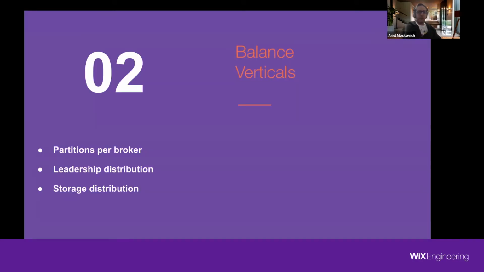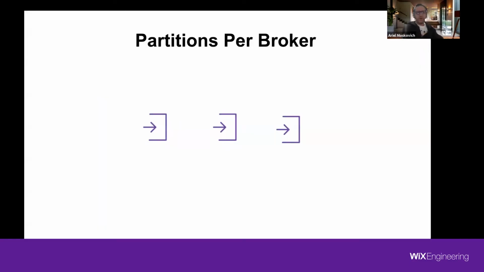So what are the different things that we want to balance in the cluster? First, as I said before, we want to make sure that the partition count per broker will be balanced. If we have, for example, a cluster with 10,000 partitions and each broker is holding, let's say, 1,000 partitions, this is pretty much a balanced state. But we may have brokers holding 200 partitions and others holding 800 partitions and so on.